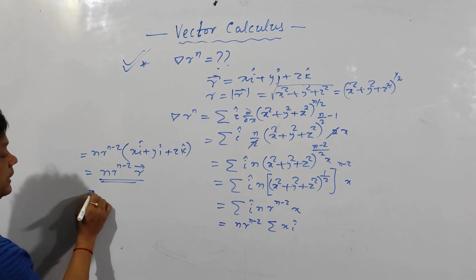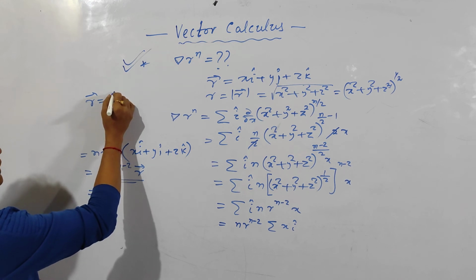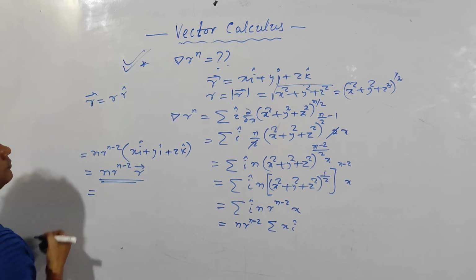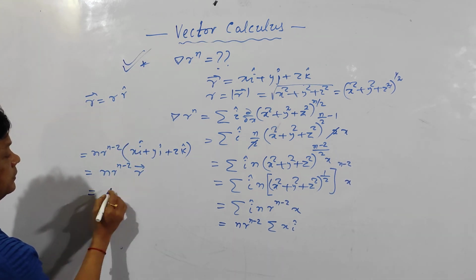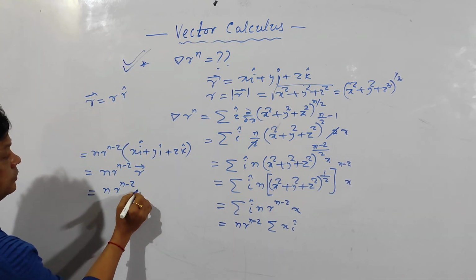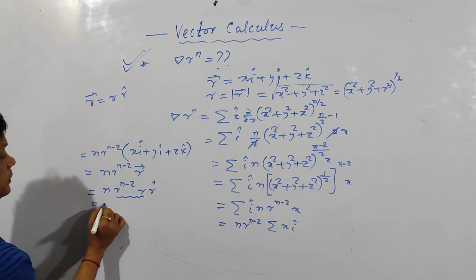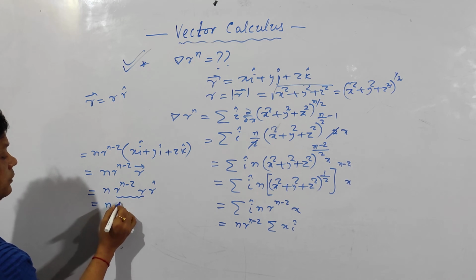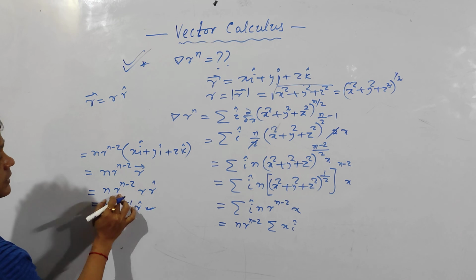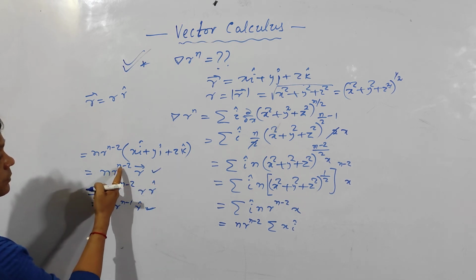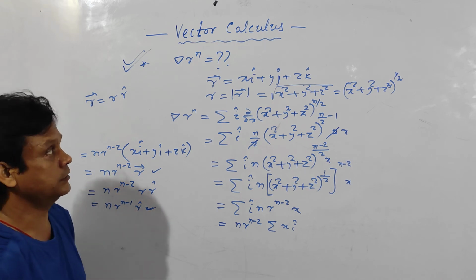And if I write like this, because r vector is mod r into r cap. So if you write this one in place of r vector, it will get n into r to the power n minus 2 into r cap. So these two combine, which will give n minus 1 into r cap. See here, what is the difference? If you write r vector, then it is r to the n minus 2. If you write r cap, it will be r to the n minus 1. That is the difference between the two cases. Okay.